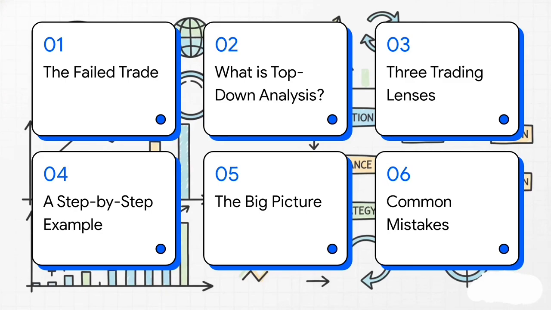So here's our game plan for this explainer. We'll start by diagnosing that failed trade. Then we'll introduce top-down analysis as the solution. We'll break it down with a super simple framework, walk through a step-by-step example, see why it's so powerful, and wrap it all up by covering the common mistakes so you can avoid them.